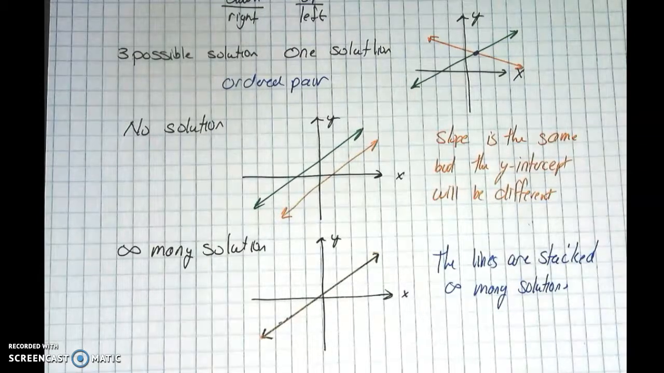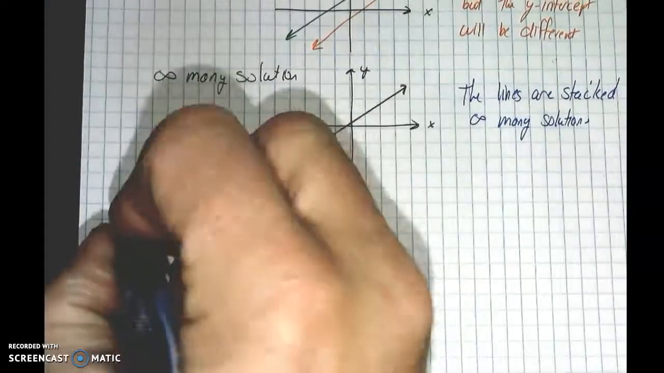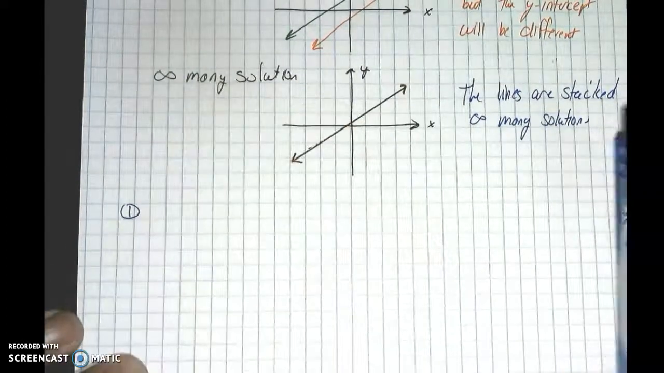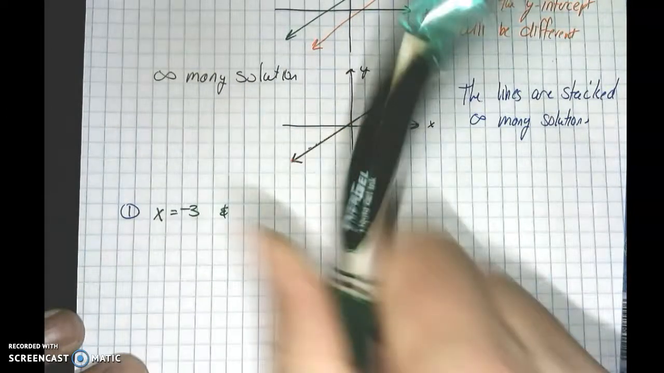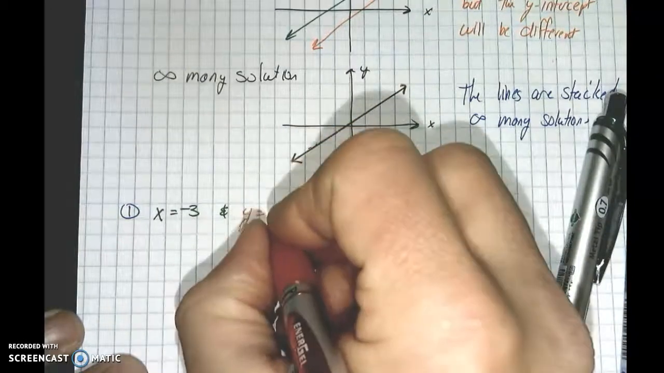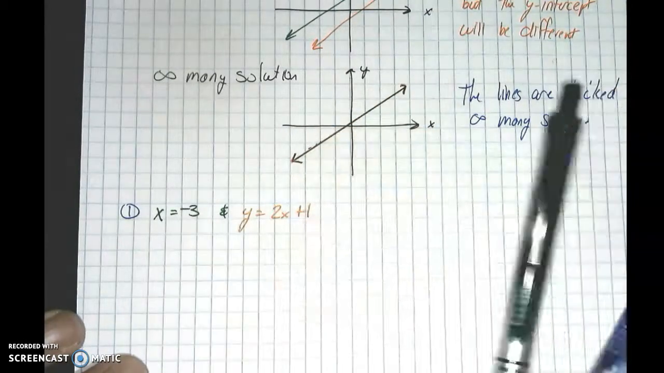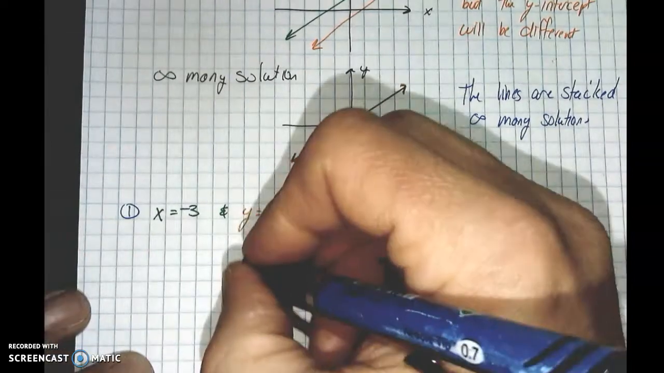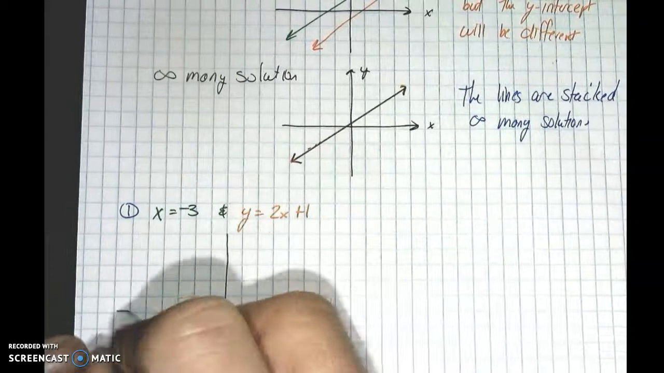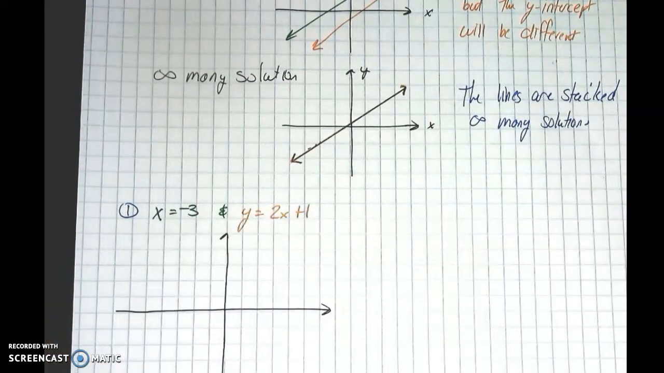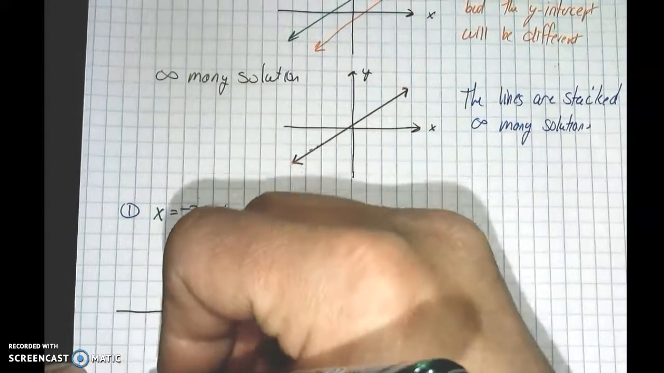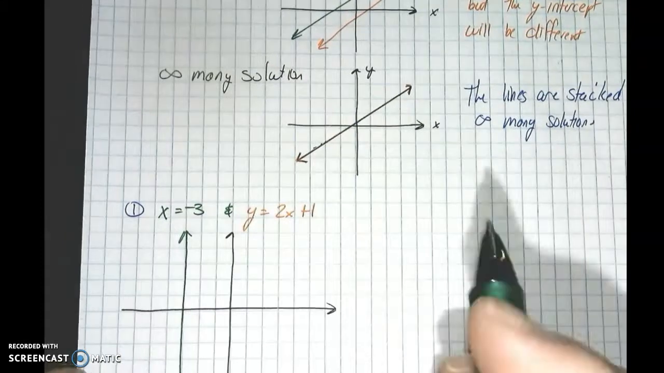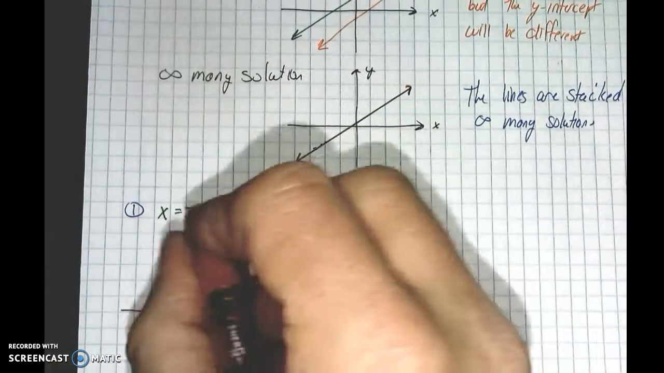All right, so let's do a couple examples for you. So our first example is we're going to say x is equal to -3 and y is equal to 2x plus 1. So the equations are already made up for us. So x is equal to -3, so 1, 2, 3. It's going to be a vertical line going through the x-axis at -3. And then that takes care of that one.